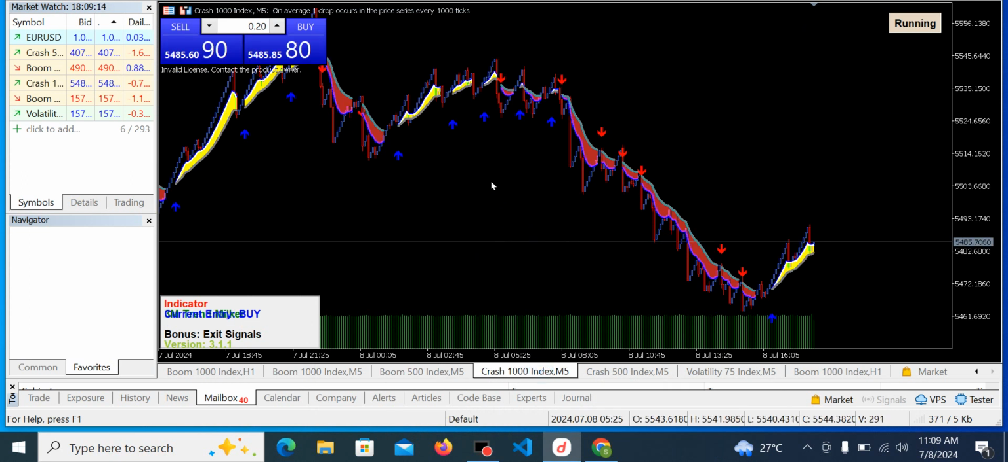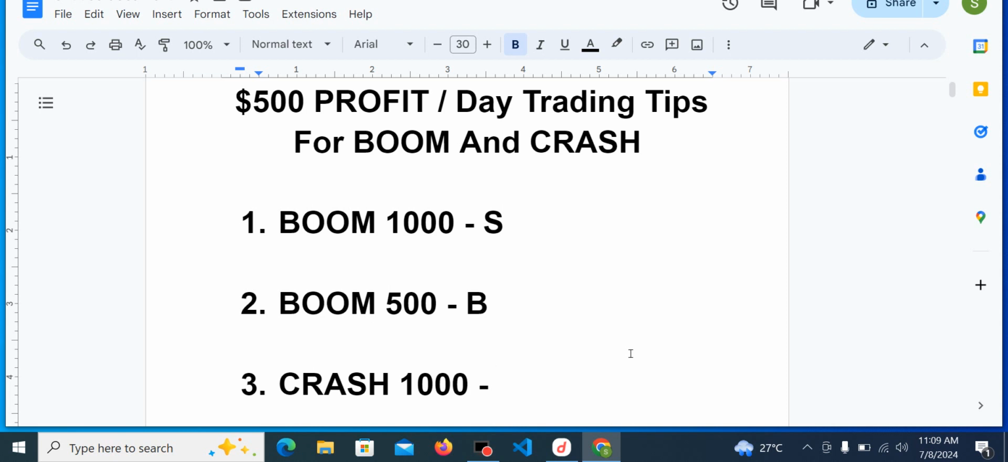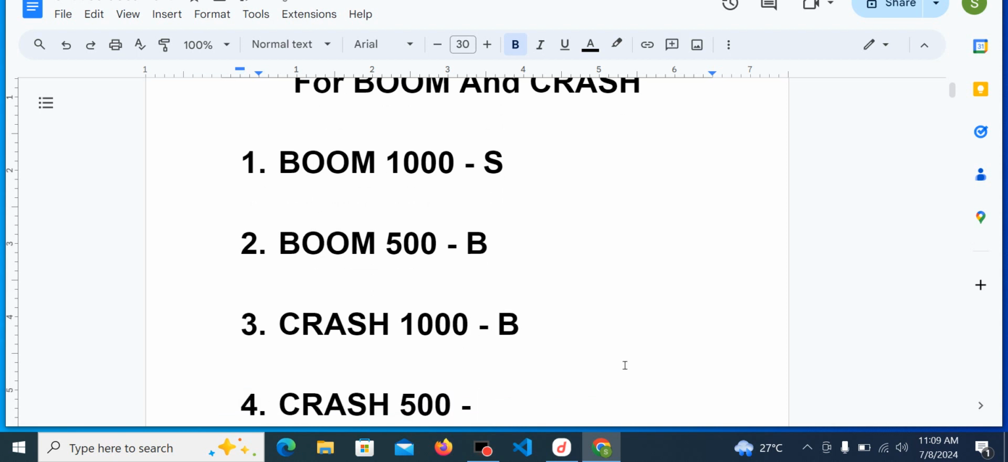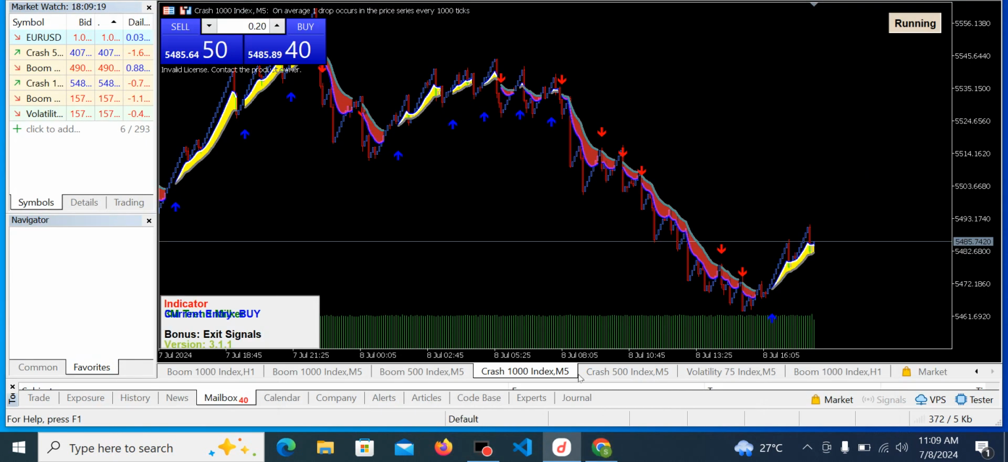Okay, crash 1000 had been on downtrend right from this resistance zone. It came to an end at this support zone, and right from here it started buying. So this is buying at the moment, and it is going to be giving us more of a buying opportunity than a selling opportunity. So let's check out crash 500.